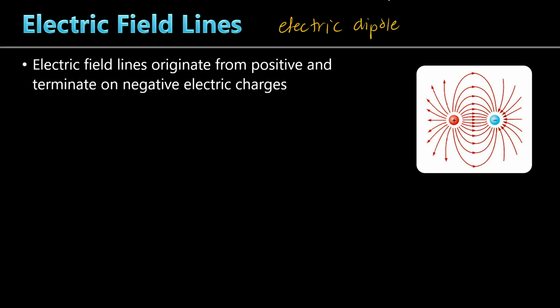So what is an electric dipole? It consists of two opposite charges having same magnitude, separated by a small distance. So we see here that electric field lines originate from positive and terminate on negative electric charges.